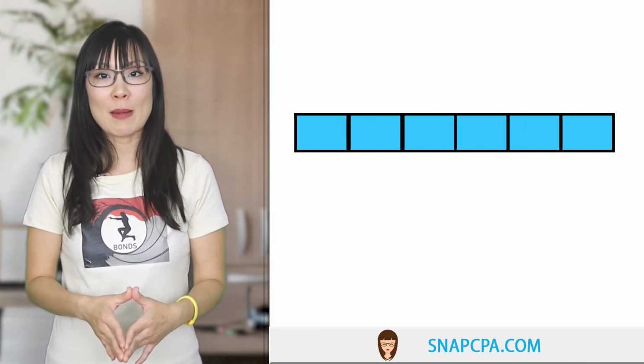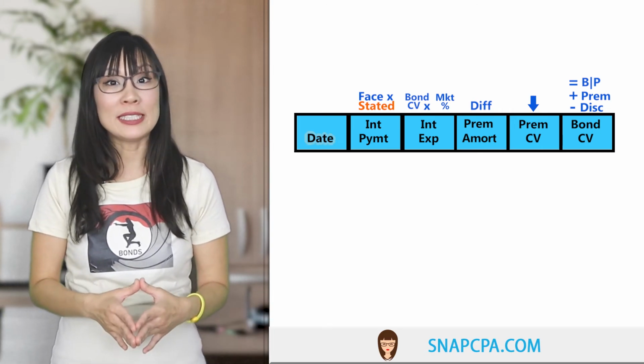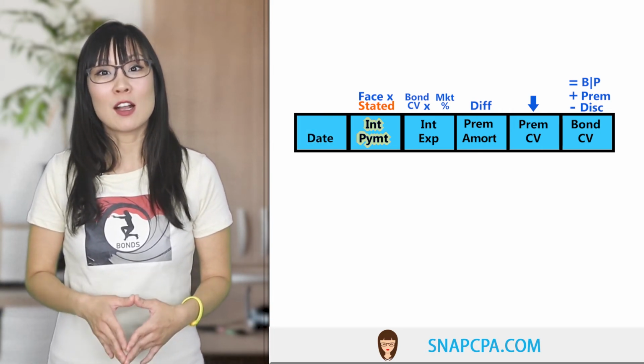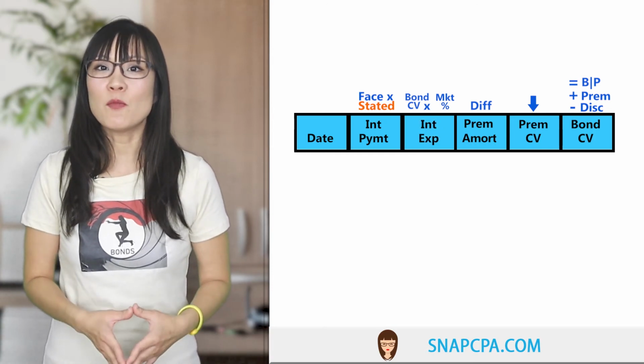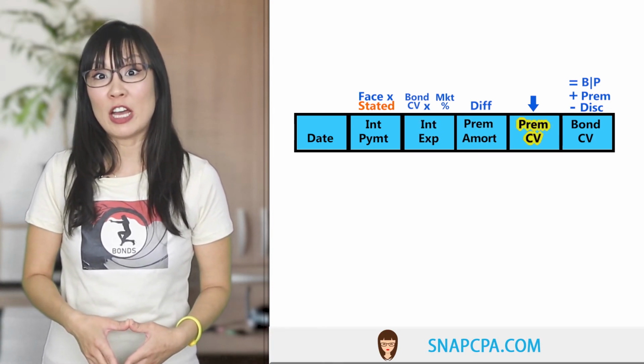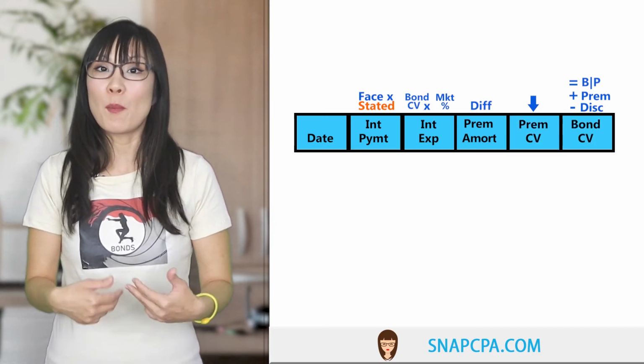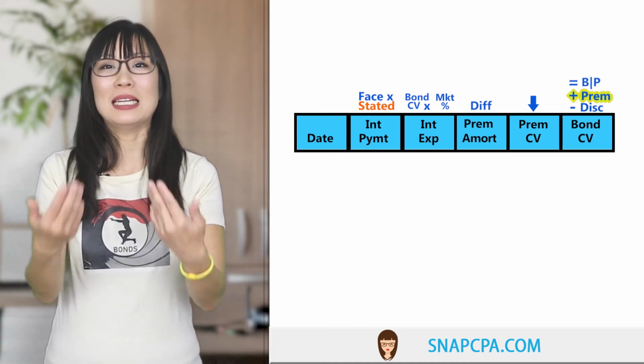Just to summarize, when tackling bond questions, be sure to organize your information up front. That makes all the little bond components easier to see. And when calculating the interest expense or premium amortization, just think back to our handy-dandy table. Column 1, date. Column 2, interest payment. Column 3, interest expense. Column 4, premium or discount amortization. Column 5, premium or discount carry value. And lastly, bond carry value, which is calculated as the bond payable plus the premium minus the discount.